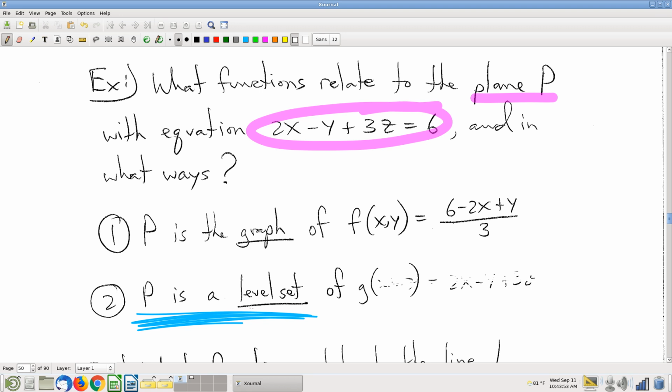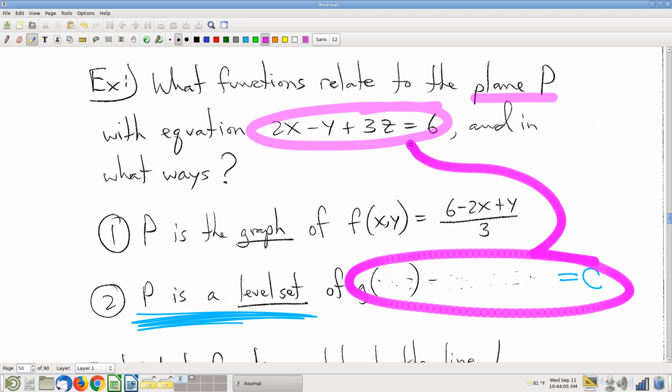There needs to be something. Let's figure out what that is. When I set it equal to a constant, I need to get that this resulting equation is the same as that equation.